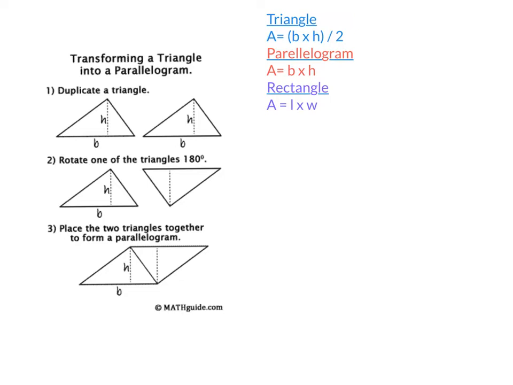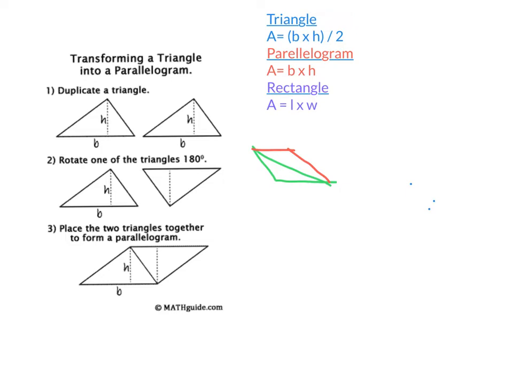And then this would also apply if I had an obtuse triangle. So if I had an obtuse triangle like this one, and then I were to duplicate this triangle and then rotate it 180 degrees and then join them together, you can now see that I have created a parallelogram again. And so if I were to find the area of the original triangle, I could use this formula, which is area equals base times height divided by 2.